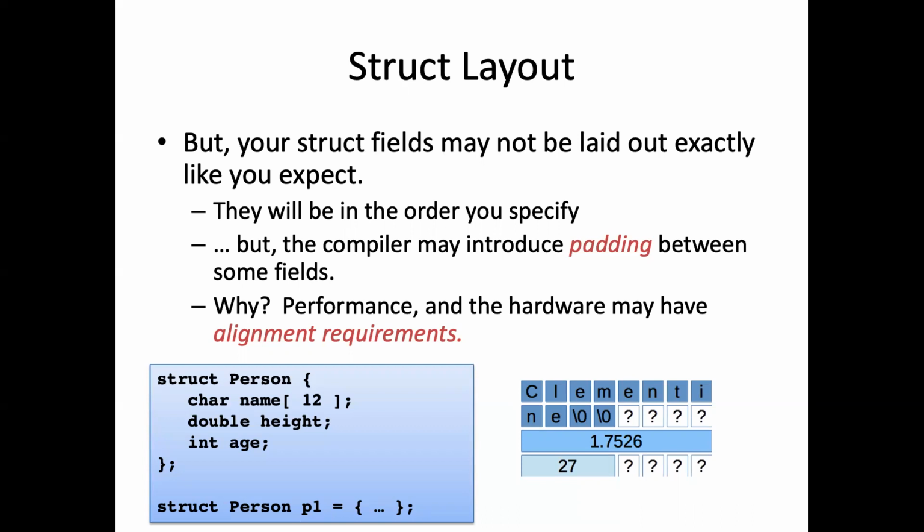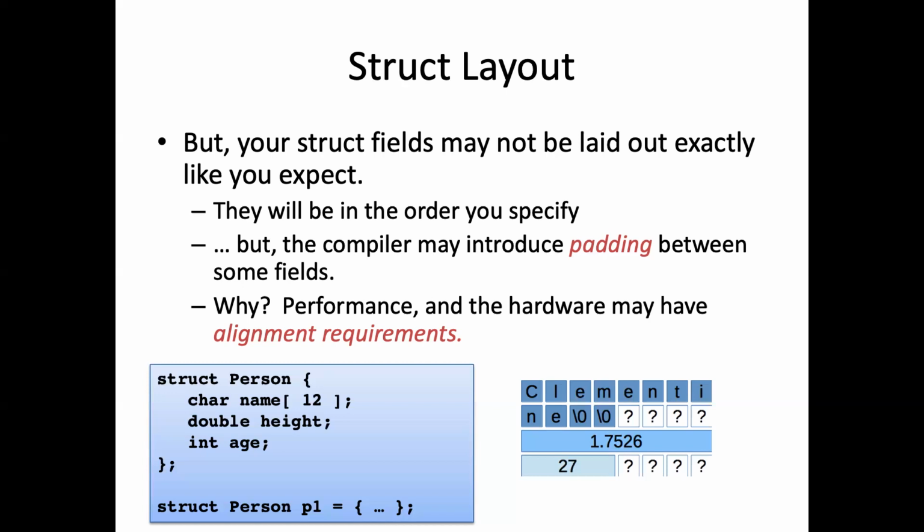I say compiler because, well, even on a system where a double maybe could start anywhere in memory, maybe it's faster if you store a double so that it starts at an address that's a multiple of 4 or a multiple of 8. And the compiler may organize the layout of a struct to try to take advantage of that, to try to give you the fastest representation of that struct it can.